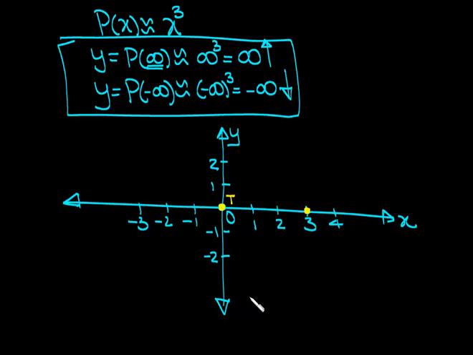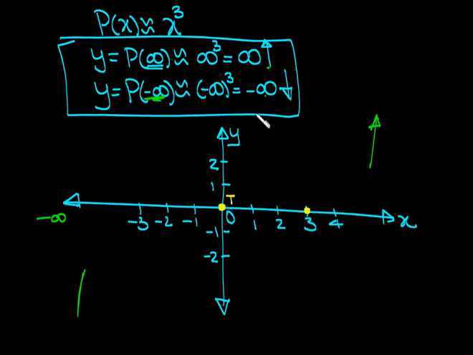Then I know that my graph to the right, when x goes to the right, is going up, so it's going up here. And to the left, when x gets really small, when x goes to negative infinity here, the graph's going down because y values are getting smaller and smaller. So this is what my graph looks like.